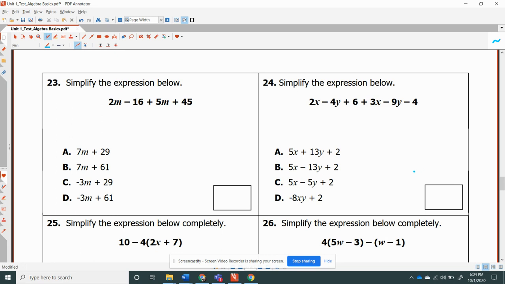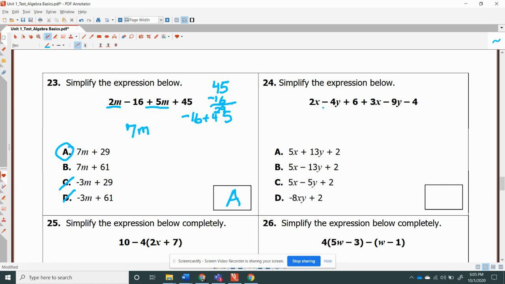Let's go on to number 23. We're going to simplify an expression. We have 2m minus 16 plus 5m plus 45. First, we have positive 2m plus 5m, which is 7m. So we can already eliminate 2 answers right there. Negative 16 plus 45. Okay, ignore the signs, subtract the smaller number from the larger number in terms of absolute value. And that is going to give us 29. So that means A is the correct answer.